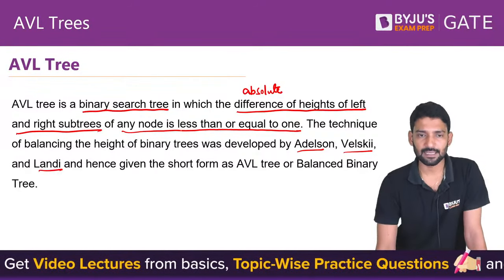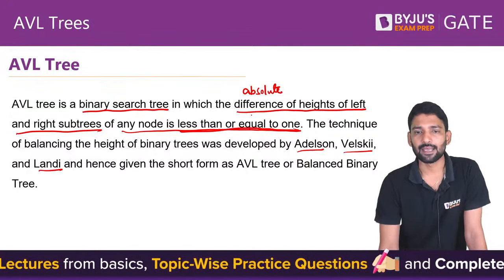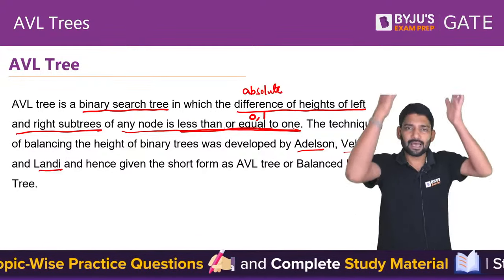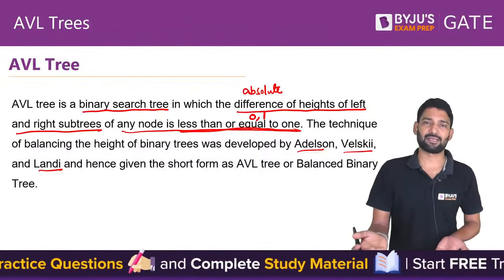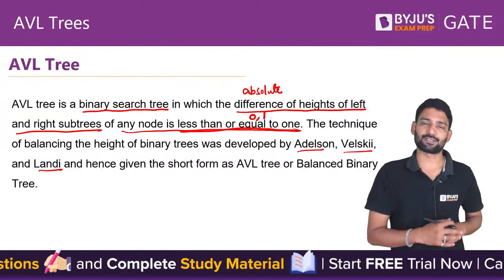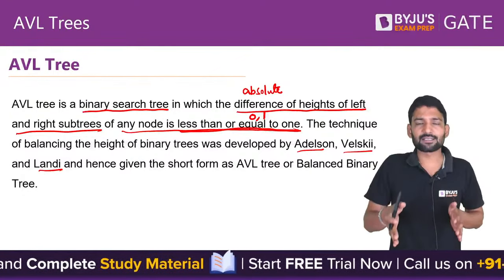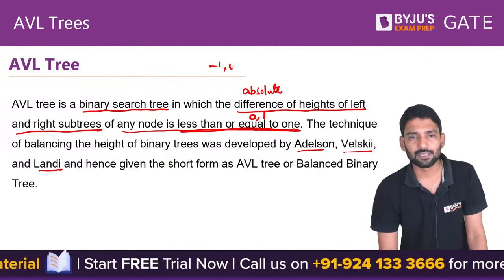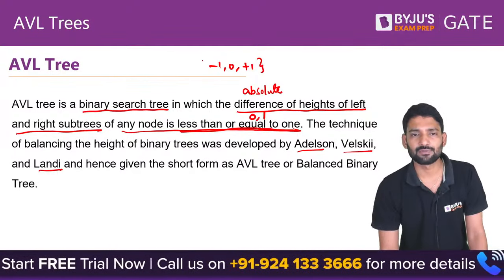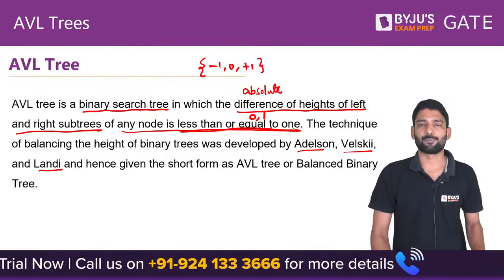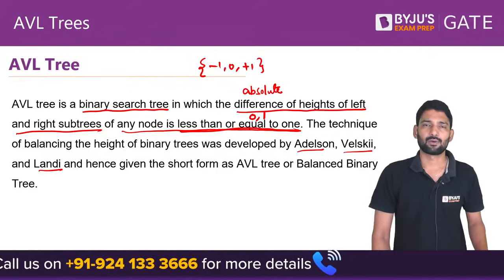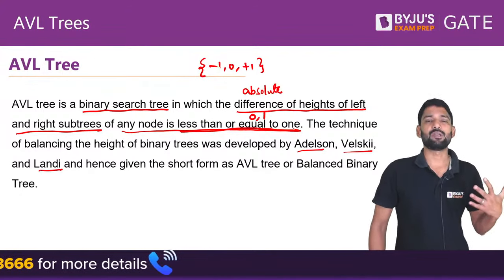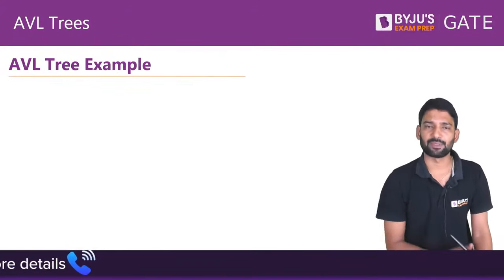This means less than or equal to 1 in the sense either 0 or 1, because if you take the absolute difference, there is no question of minus. In this way also you can understand. Or, if you are not understanding this absolute difference, then you can say -1, 0, +1. The balance factor should be in this range. Okay? If so, we call it an AVL tree. Let us see an example.